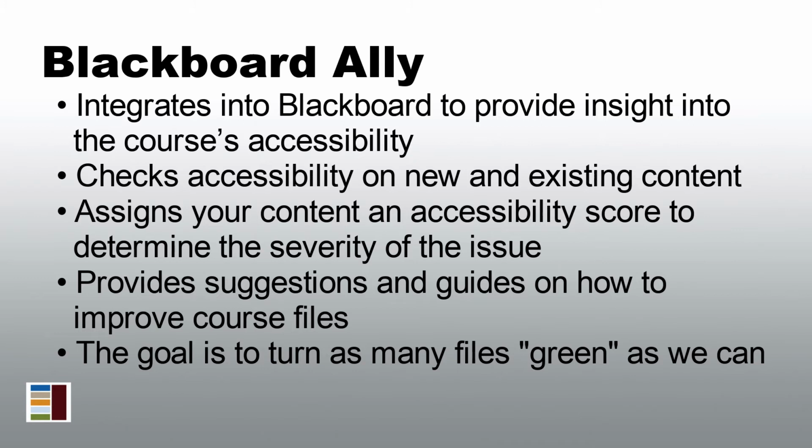Accessibility scores are determined by the severity of the issues in each file. A low score indicates the file has severe or multiple accessibility issues. A high score means there are minor or no accessibility issues. For accessibility scores less than 100%, Ally gives you suggestions for improving the accessibility of the file. Accessible documents are important for all audiences, and Ally gives you the tools to understand common issues, suggestions for improving your course files, and a step-by-step guide on how to fix them.